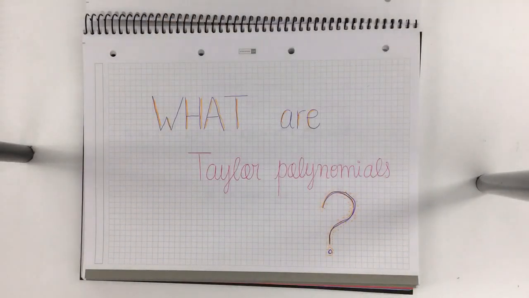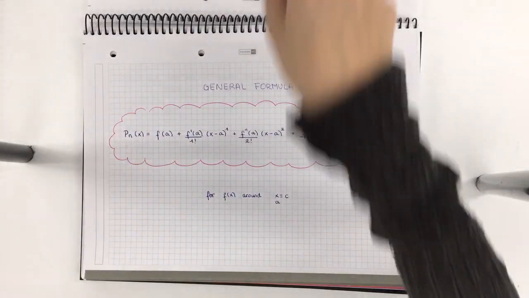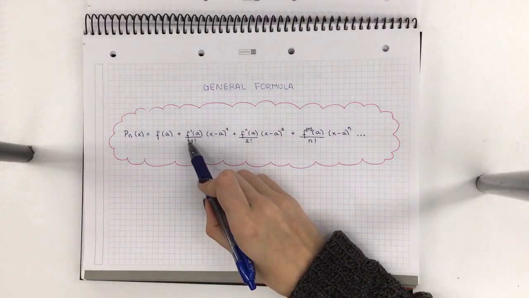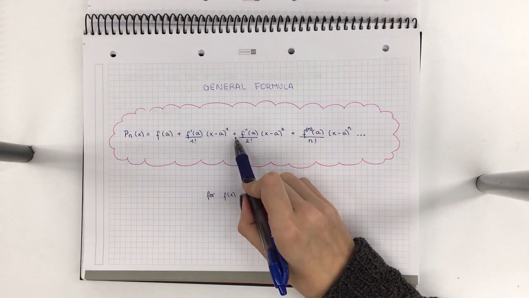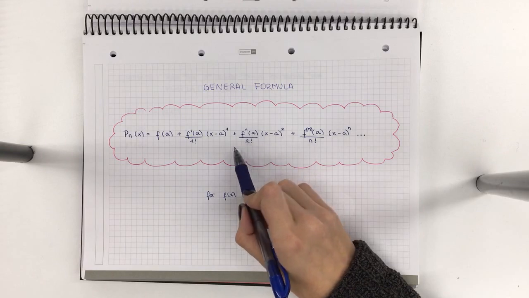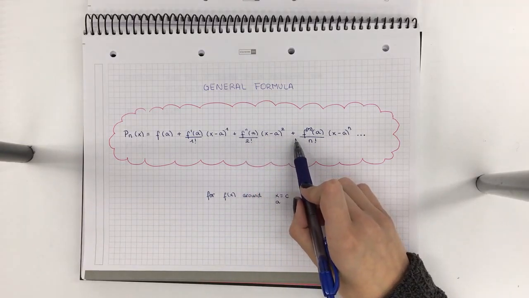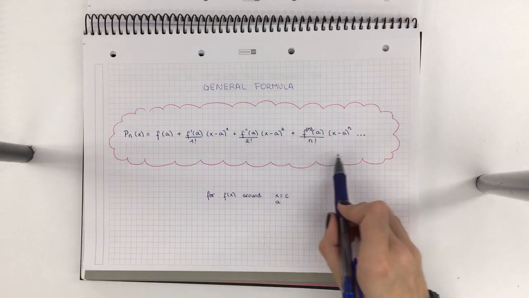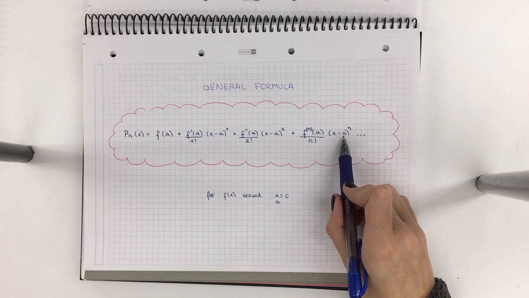What are Taylor polynomials? Basically, if we want to approximate a differentiable function f of x around a point C, we will use the general formula for Taylor polynomials, which is f of a plus f prime of a over 1 factorial times x minus a to the first power plus the second derivative of a over 2 factorial times x minus a squared plus, and we can continue to infinity, so we say the nth derivative of a over n factorial times x minus a to the nth power.